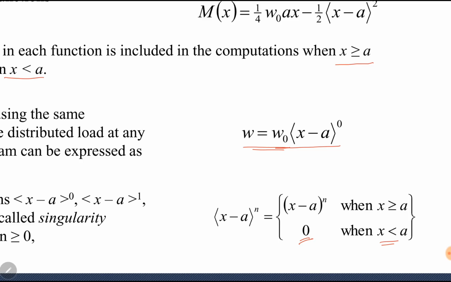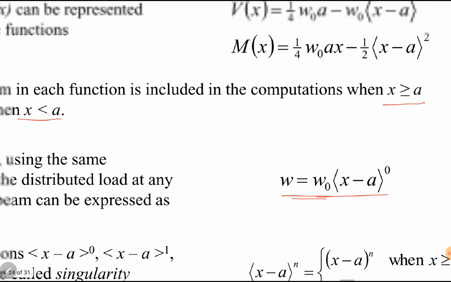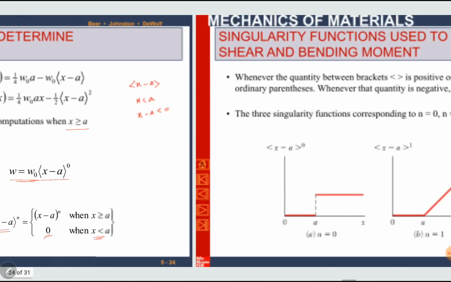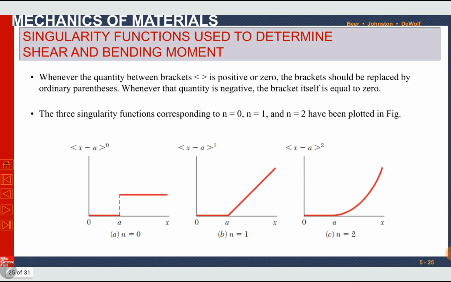we use the singularity functions method, we will see quantities in Macaulay brackets. If it is negative, we will neglect the whole term. If it is 0, already the term is neglected. If it is positive, we will consider the term itself. The Macaulay brackets will be replaced with regular parentheses. Okay. Whenever the quantity between the Macaulay brackets is positive or 0, the brackets should be replaced by the ordinary parentheses. Whenever the quantity is negative, the bracket itself is equal to 0.